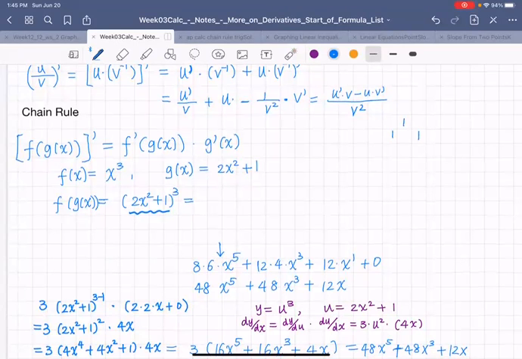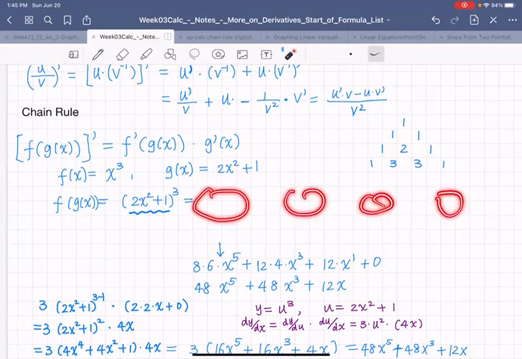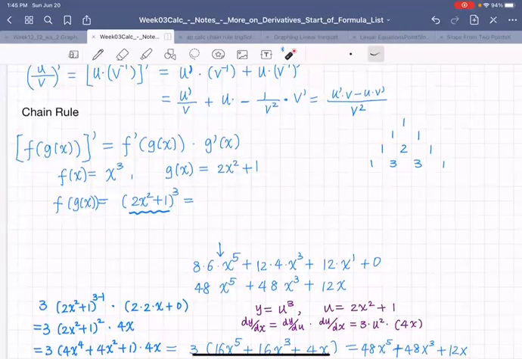1, 1, 1. 2, 1, 1. 3, 3, 1, 1. Correct? Yeah. Okay, now go ahead. How do we write down this? Wait. How much does this guy equal? We want to expand this. Go ahead.